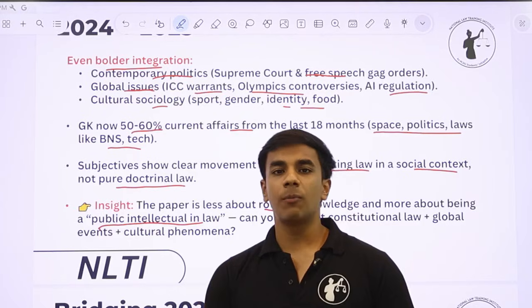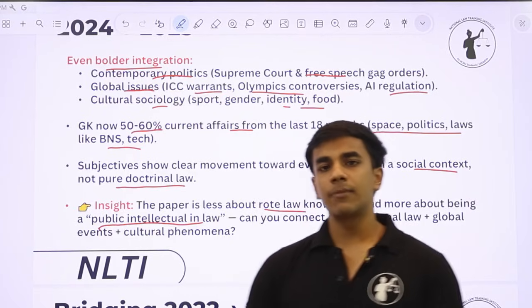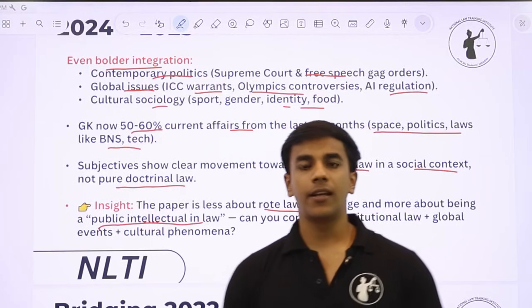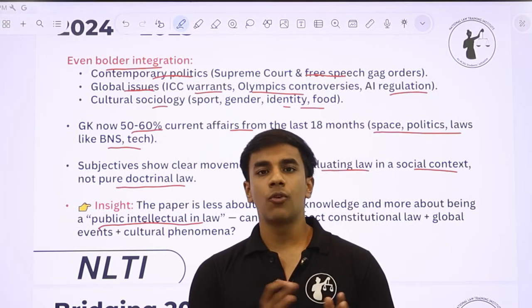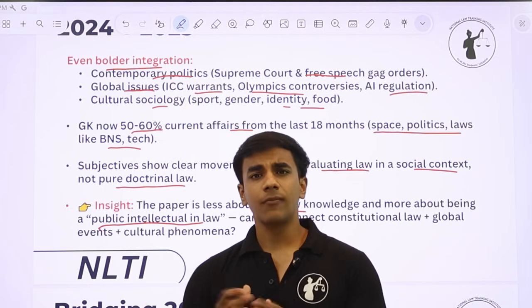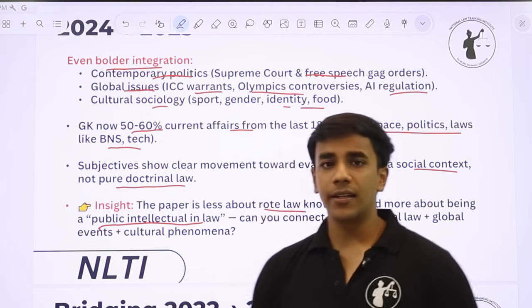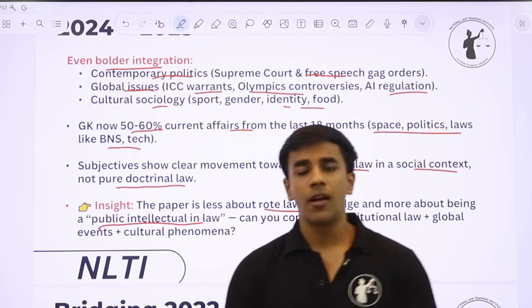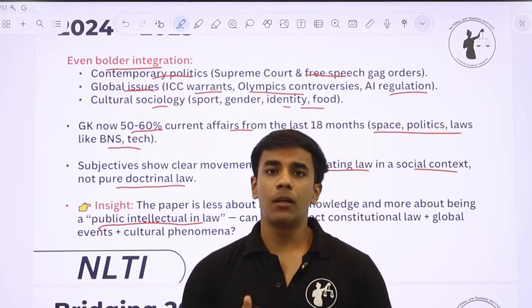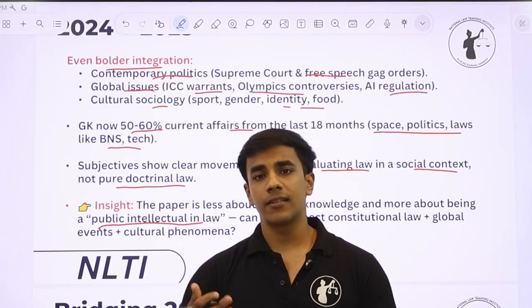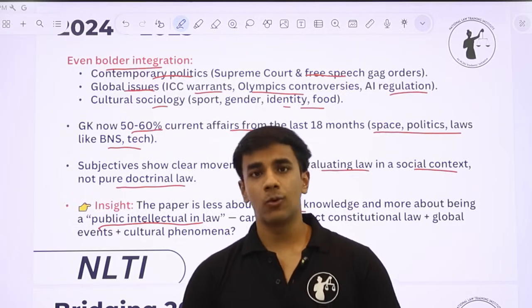So now they are looking for people who can become public intellectuals in law, people who keep themselves up to date with whatever is happening in and around the world, offer an interdisciplinary approach, not read anything in isolation, link everything with their policy and legal ramifications. So these are the candidates that NLS is looking for, and the paper is also modeled similarly. People who have what NLS is looking for in candidates, only those people are able to clear the exam.